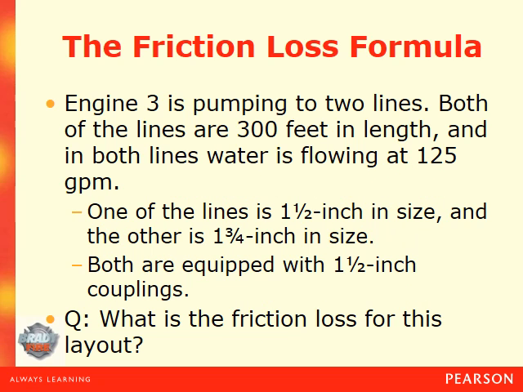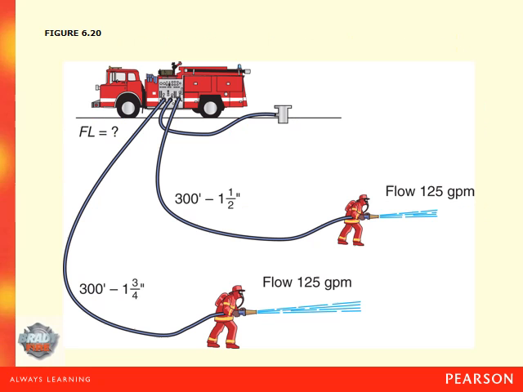So Engine 3 is pumping to two lines. Both the lines are 300 feet in length, and in both lines the water is flowing at 125 gallons per minute. One of the lines is 1.5 inches in size, and the other is 1 3/4 inches in size. Both are equipped with a 1.5 inch coupling. What is the friction loss for this layout? So our flowing rate is going to look something like this.